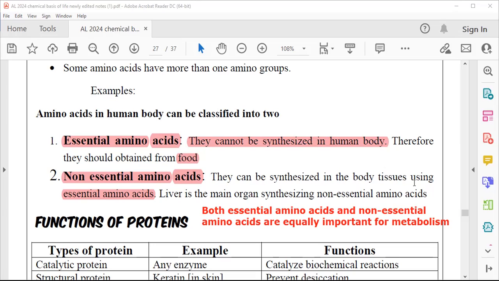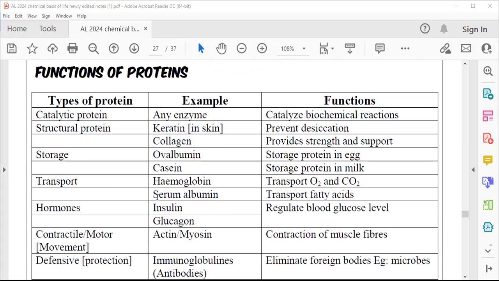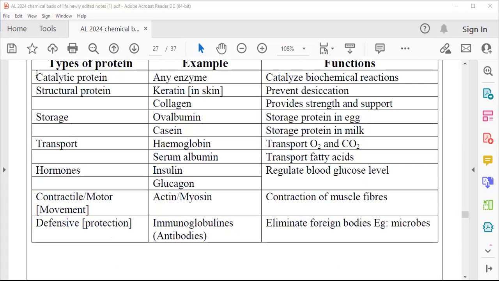Done, sir. Good. If you take the functions of protein, there are many functions done by protein. Your book is dividing those functions like this. What are the types of functions? Catalytic function. Second, making structures. Being a storage. Performing transportation. Being hormones or signaling molecules. Contractile function. Defensive function.